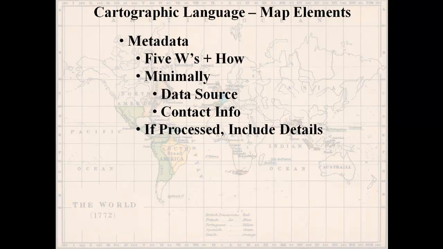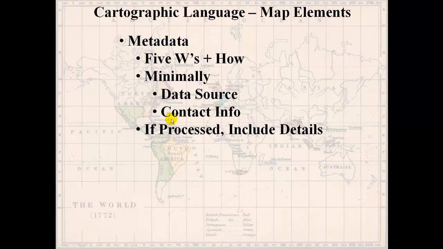Metadata, I'll talk more about this in the next module. Basically, it's information about the data that you're presenting in the map. The 5 W's, who, what, when, where, and why, plus how, ideally is in metadata. But you don't want to include all that information on a map in most cases. So minimally, you should include the data source. Where did you get the data? In case people want to go get the data for themselves and explore the data.